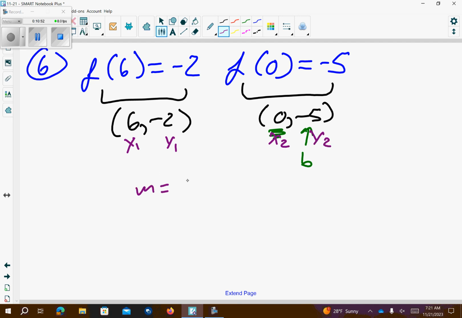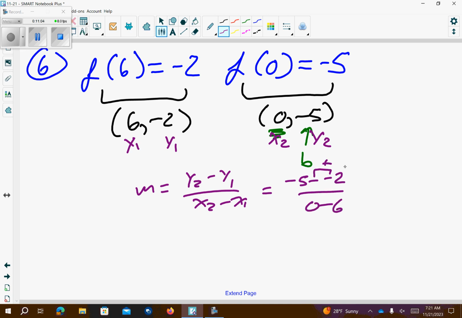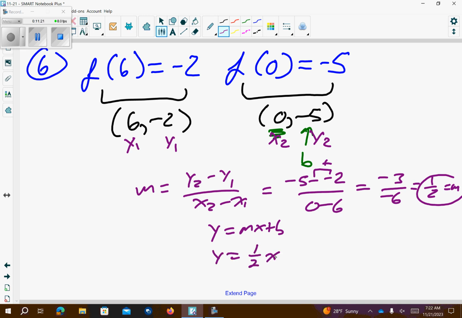So my slope equation is this. So let's go ahead and figure that out. So I'm going to get negative 5 minus negative 2, 0 minus 6. The negative negative gives me a positive, so negative 5 plus 2 is negative 3 over negative 6. Negative over negative is positive. 3 over 6 reduces to 1 over 2. There's my slope. Go ahead and plug that into y equals mx plus b. So we found that m is 1/2. Don't forget the x. And my y-intercept is negative 5. There's my equation.